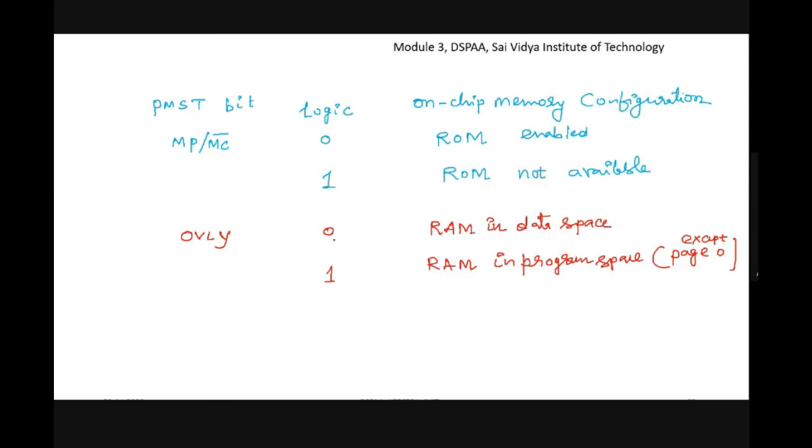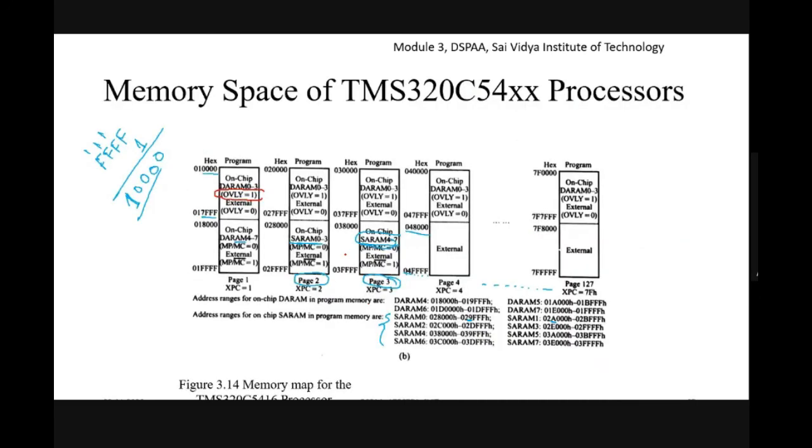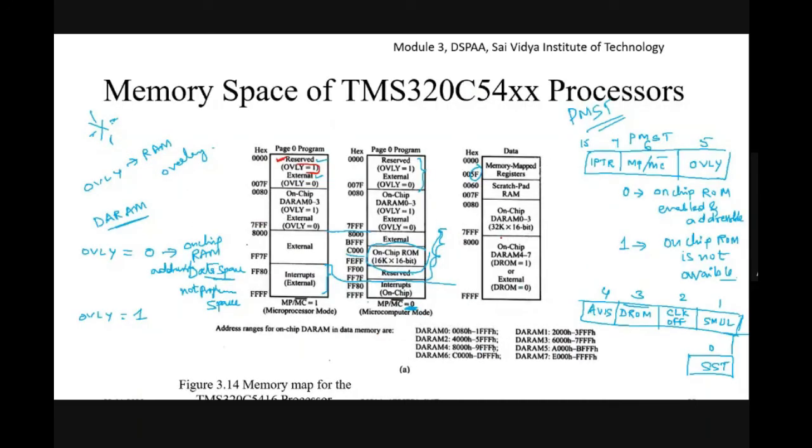Ma'am, the OVLY bit is equal to 0. RAM is in data space. See here, with respect to the program, the OVLY bit is there; in ROM, this bit is not identified. In data space, we have memory mapped registers, scratchpad RAM, and on-chip DARAM. See, this on-chip DARAM is there. So this RAM is enabled when the OVLY bit is 1 in this case.